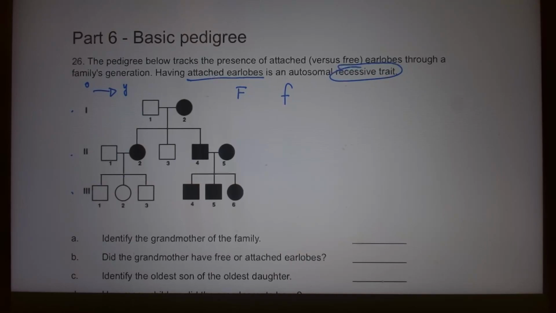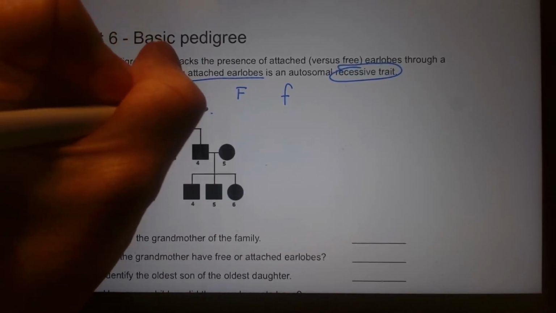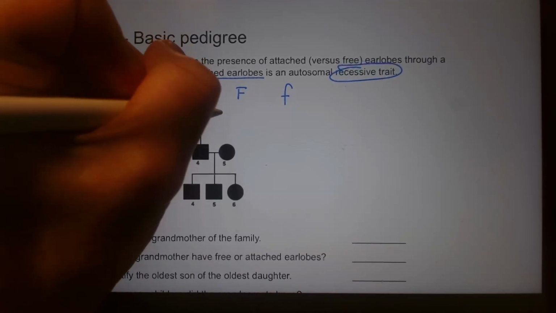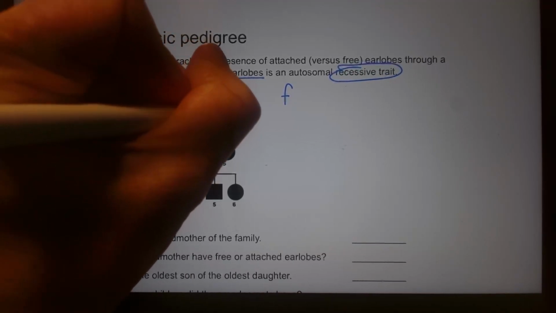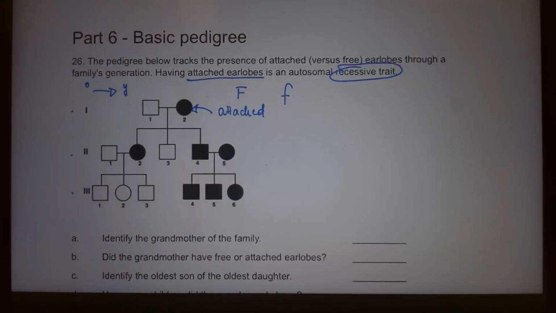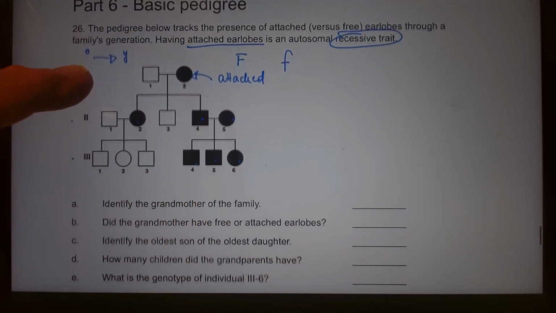Now, the colored circles or squares represent the affected individuals who are expressing the allele of interest. So in this case, that person has attached earlobe, as well as, those are all of them attached.